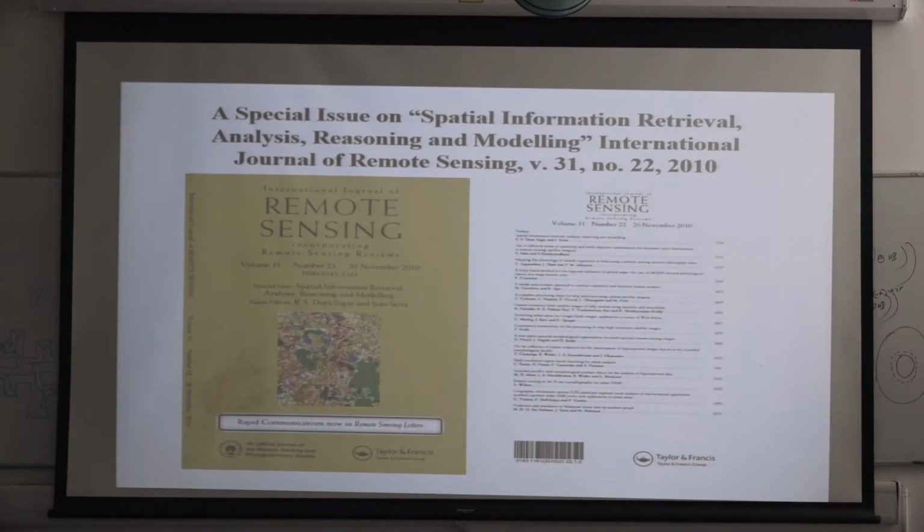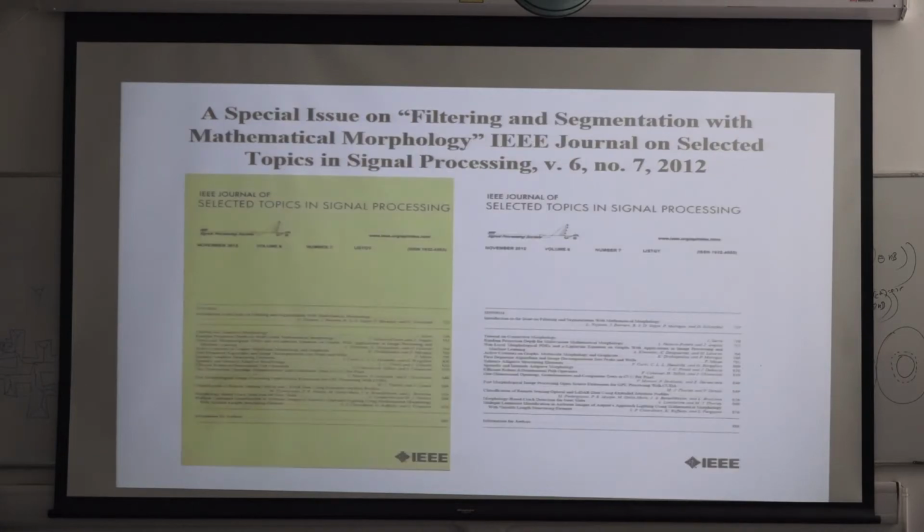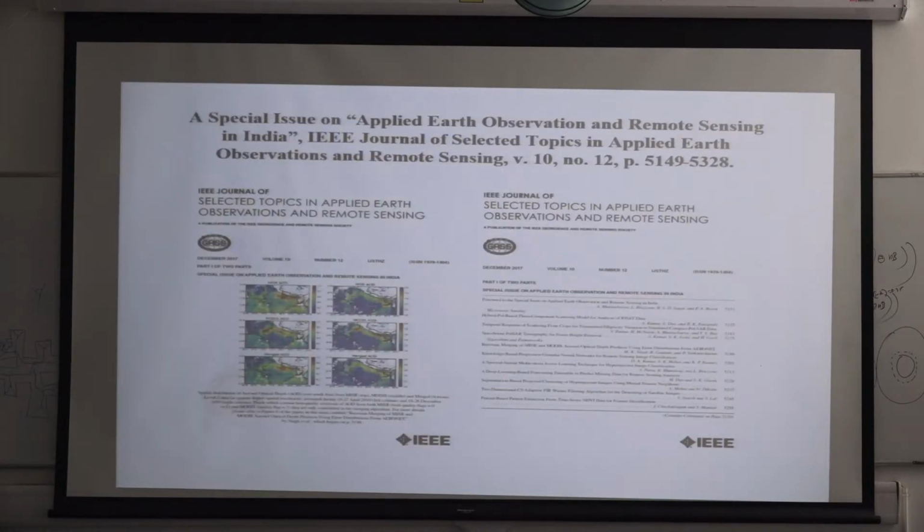These are some of the special issues we edited: spatial information retrieval, analysis, reasoning, and modeling. And this was a long time back. We have published this for IGRS. And this is more of theory advances in mathematical morphology, filtering and segmentation with mathematical morphology. We released this special issue in honoring Professor John Serra on his 70th birthday. This was in 2012. This was actually the IEEE society, which asked us to showcase Indian remote sensing.